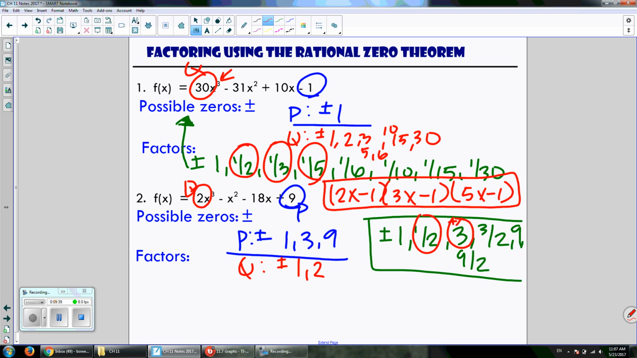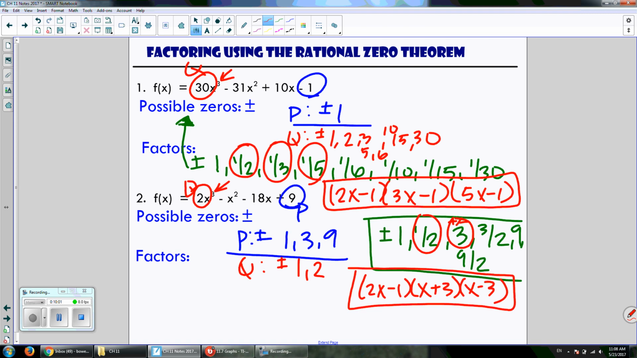So it had both a plus and minus 3. So then those factors would become 2x - 1, x + 3, and x - 3. Again, that makes sense because it was a cubic function that we would find 3 zeros. Okay, I'm going to have you try the next one on your own. So pause it, and then come back and check when you have finished it.